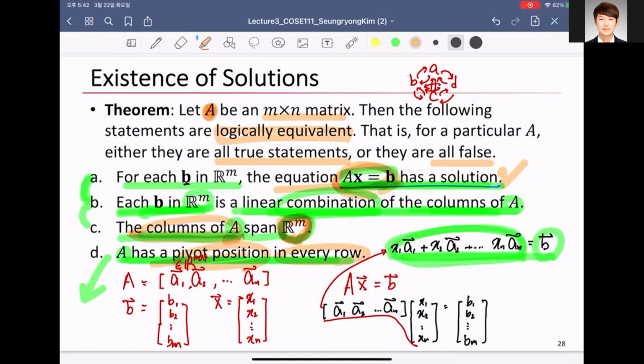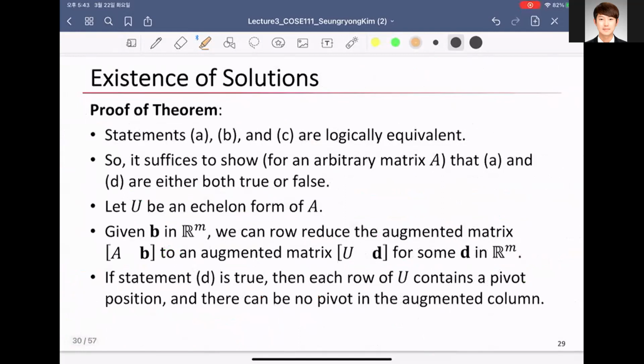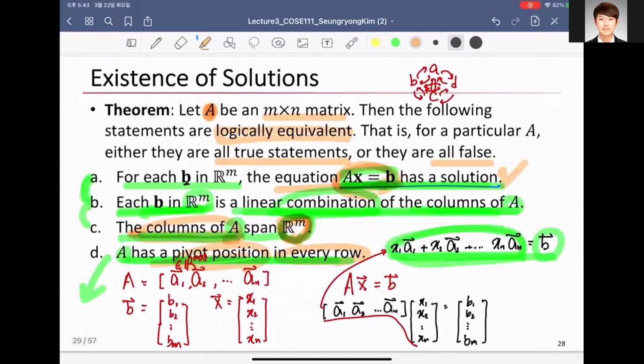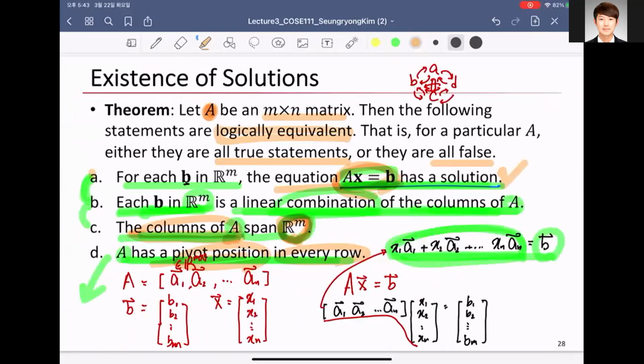Question. No? Let's prove. Let's prove. First of all, statement A, B, C are logically equivalent. 그렇죠? A, B, C are logically equivalent.